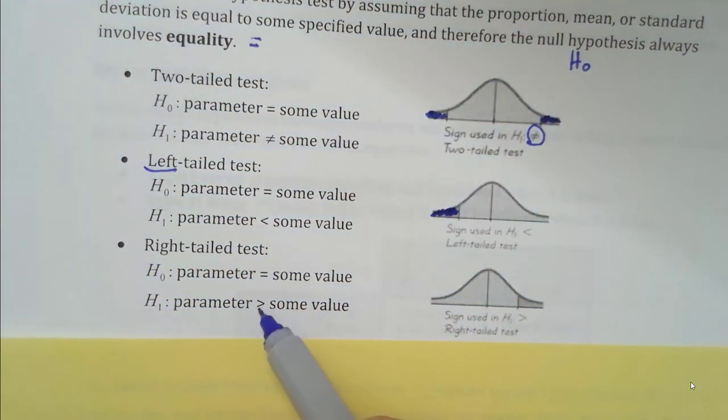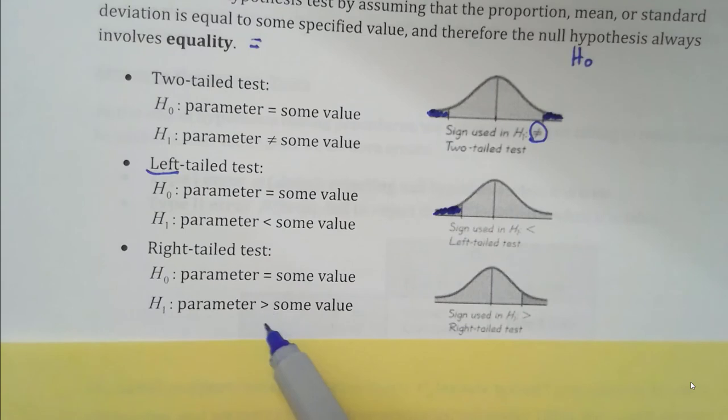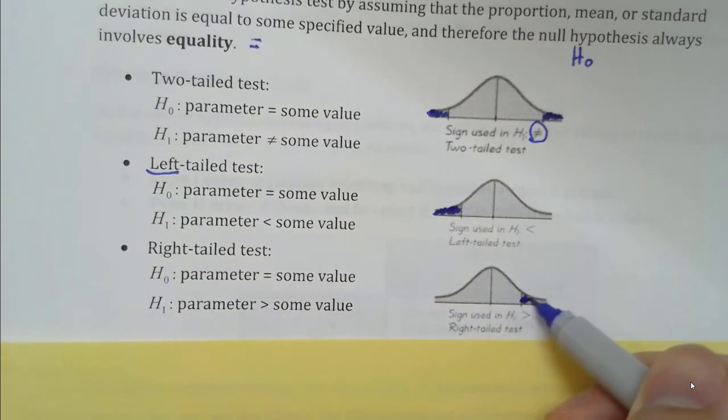And then lastly is the right tail. It's pointing to the right. The parameter is bigger than some value. And this is the claim, and this is the right tail.